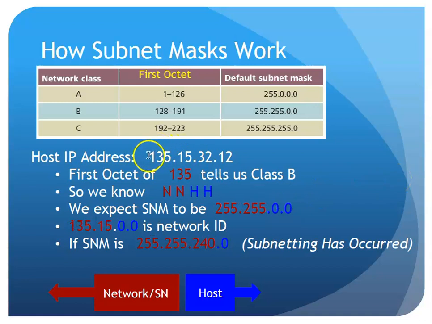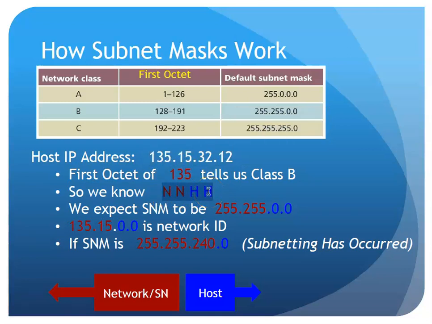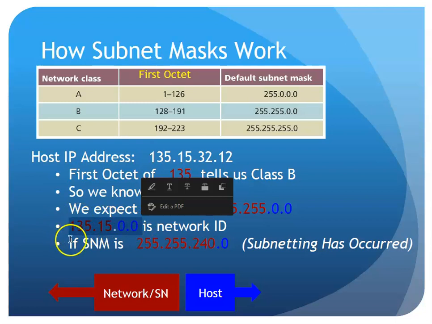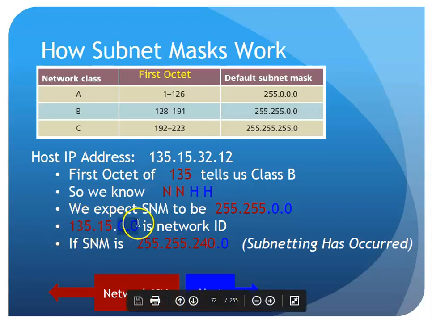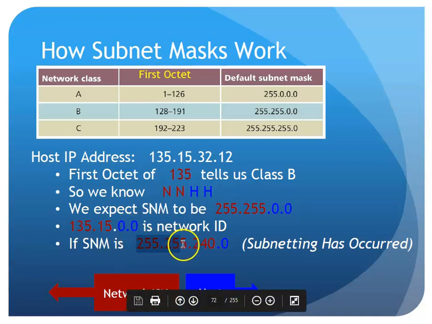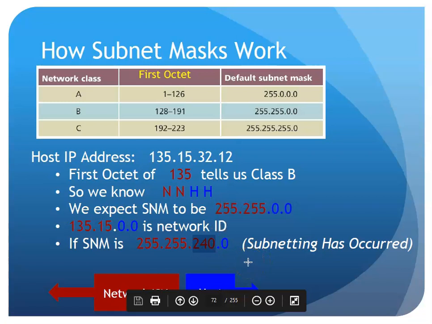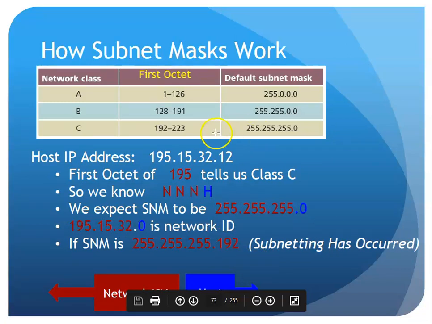If I look at an address now, 135.15.32.12, 135 tells us Class B, so we should be expecting network network host host for our octets. We should be expecting 255.255.0.0. We know the network ID is 135.15.0.0. We leave the network portion alone and set the host portion to zeros. That identifies the network. If the subnet mask is 255.255.240.0, this is the piece that's changed. That is now our subnet piece. Subnetting has occurred.